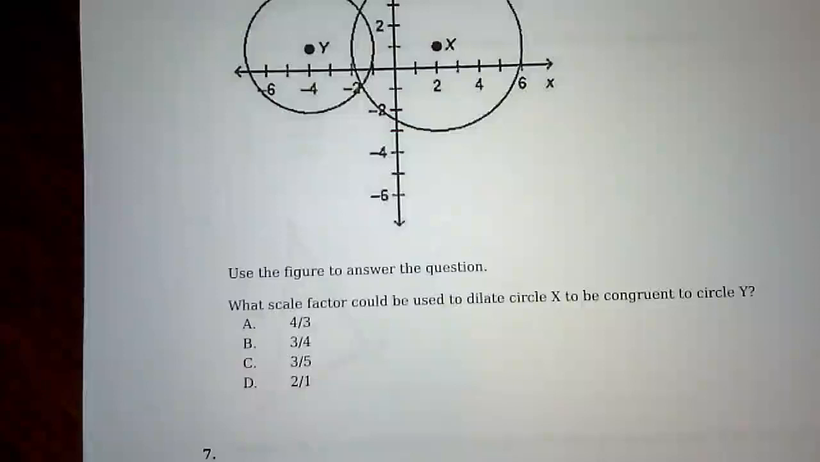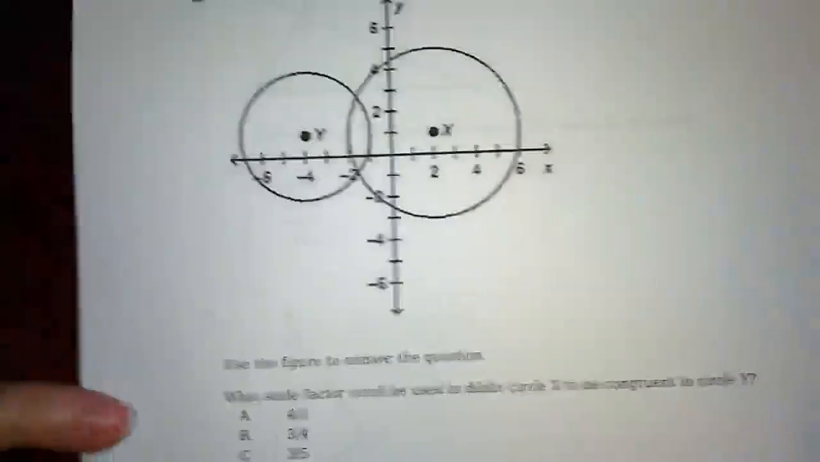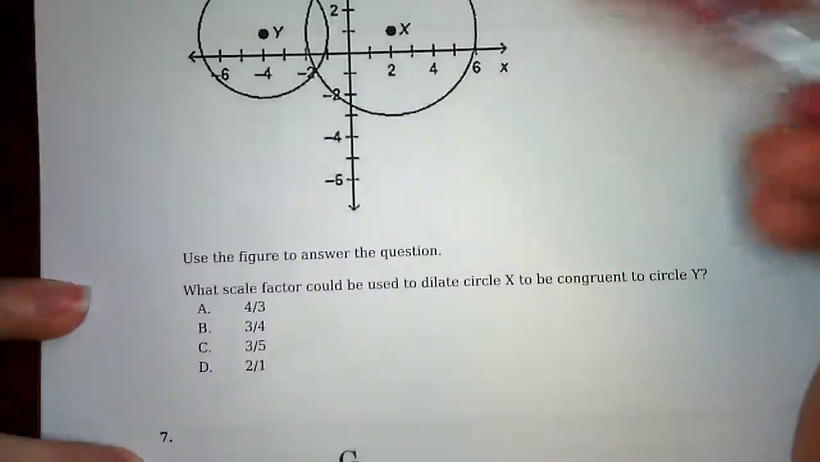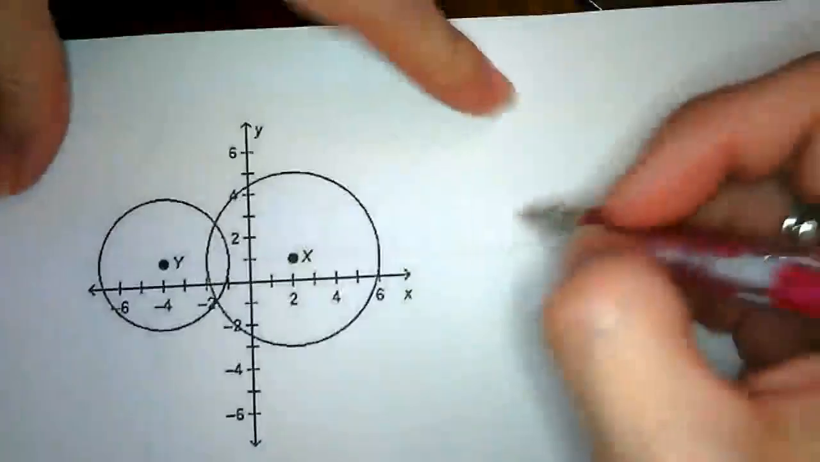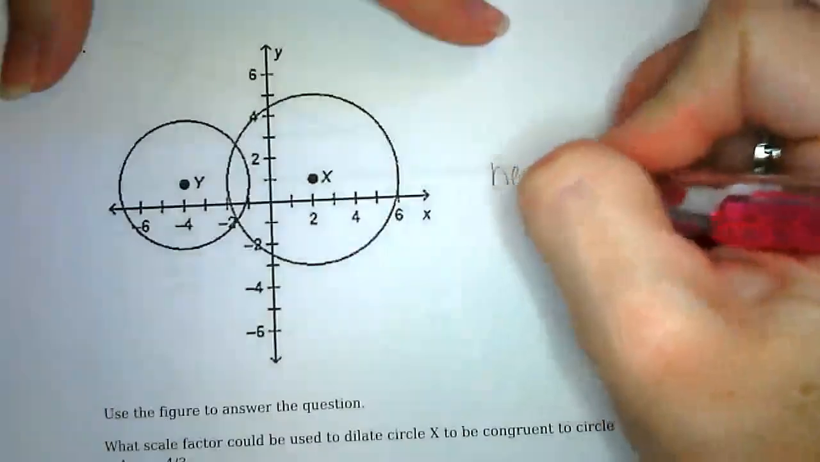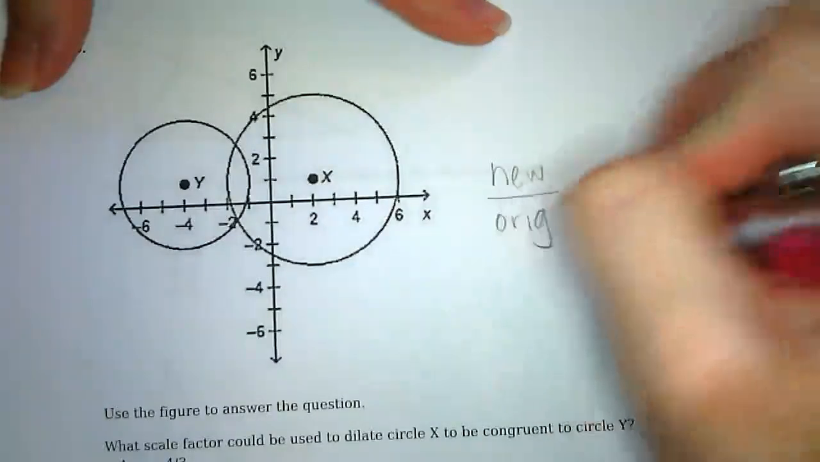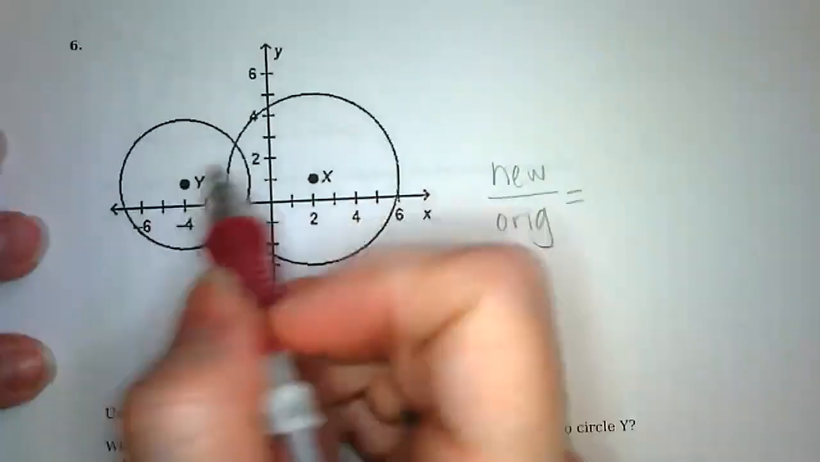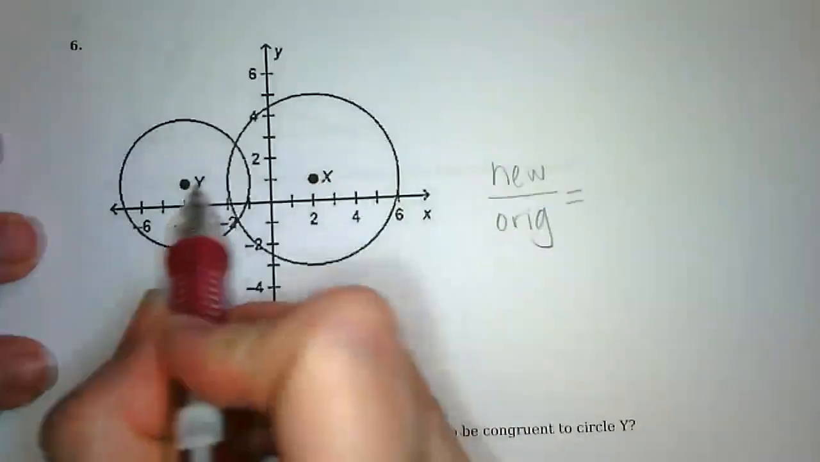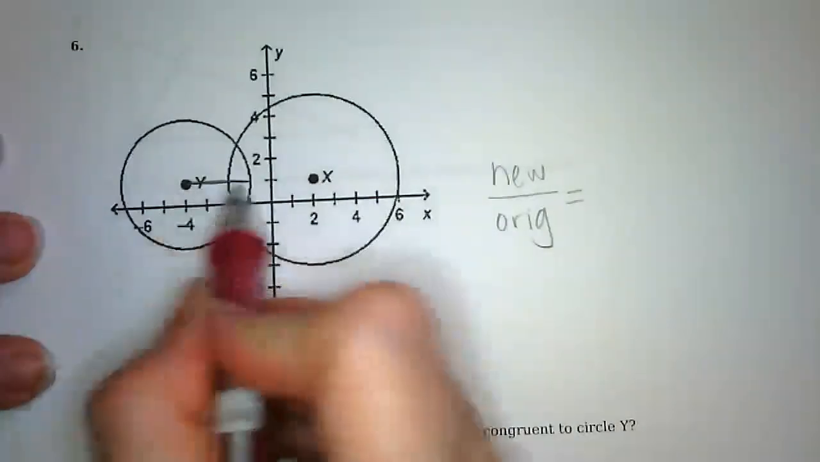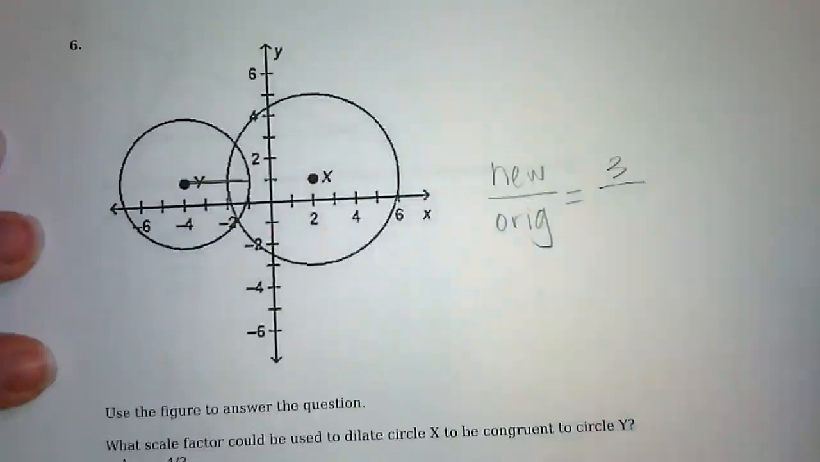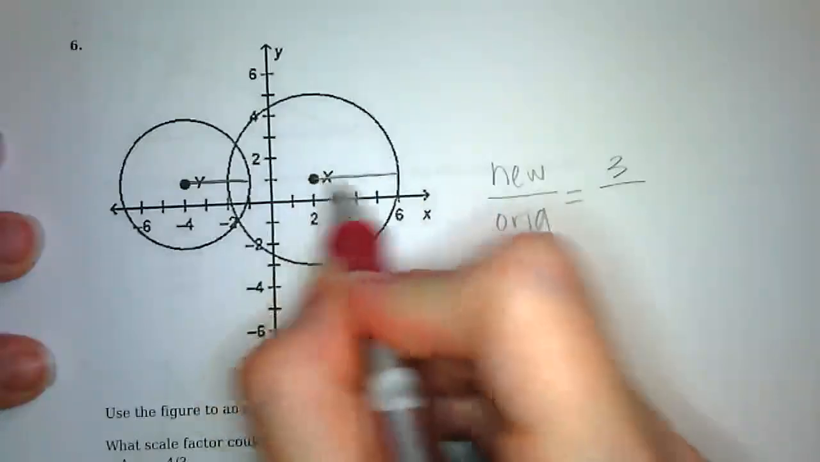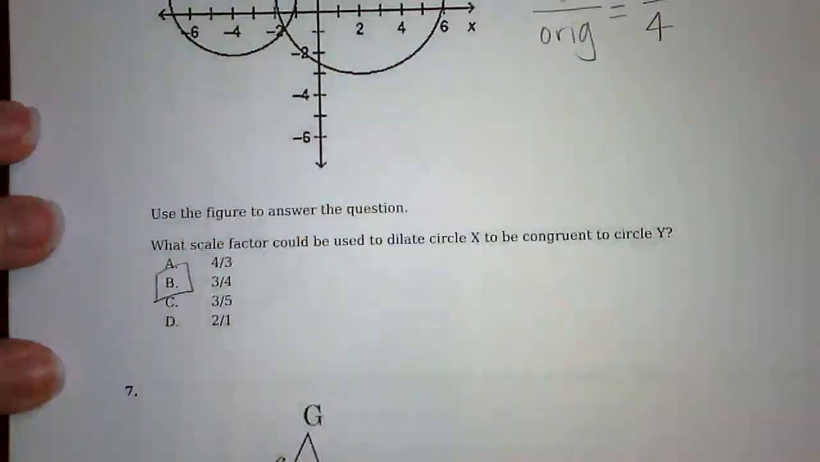All right, page 2. So looking at these, what is the scale factor to get x to be congruent with y? So again, if we use new over original, we want x to become y, so y is our new one. So just looking at a measurement, I can see that the radius of this is 3, and the radius of the original one is 4, so our scale factor is 3/4.